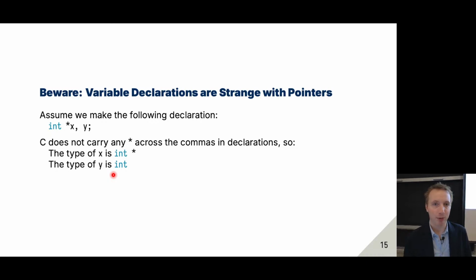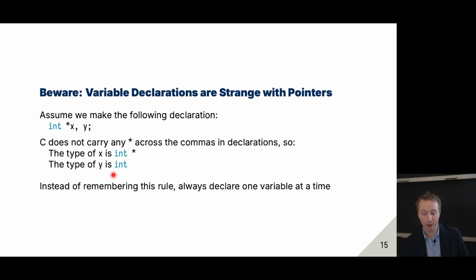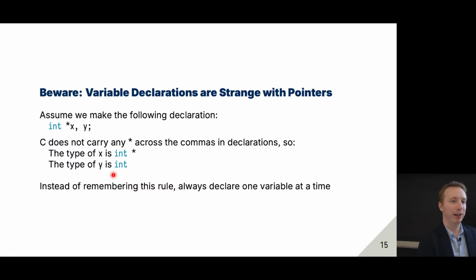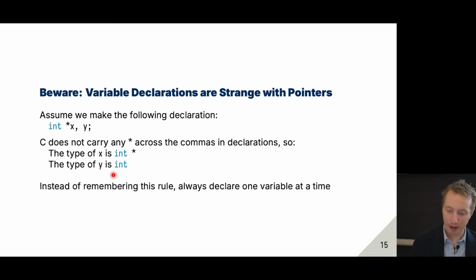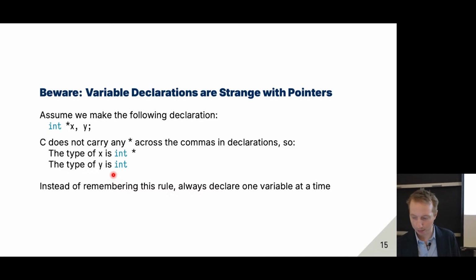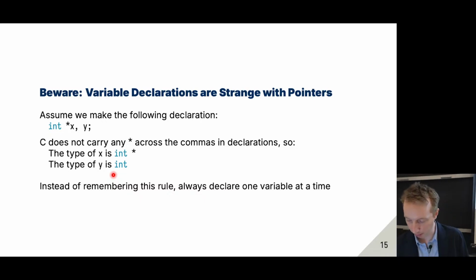Don't ask me why these rules are. If you don't want to remember these rules, which I don't, just declare one variable at a time, and then you don't have to worry about what happens with a comma. Because I don't know about you, but I don't want to remember more than I have to. So when you're writing this, just write one variable per line.